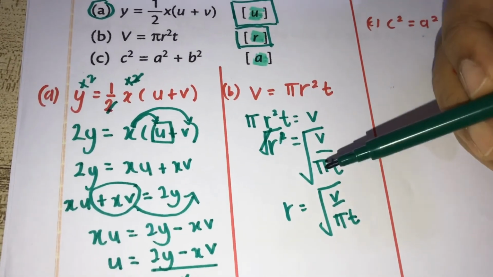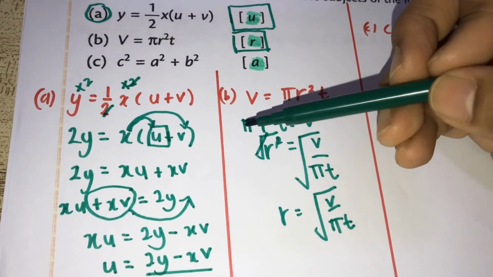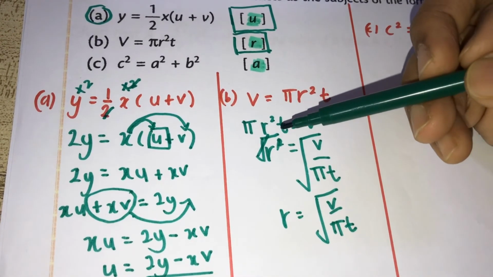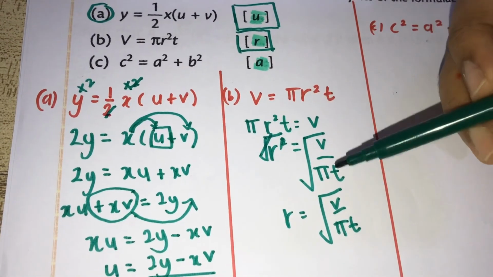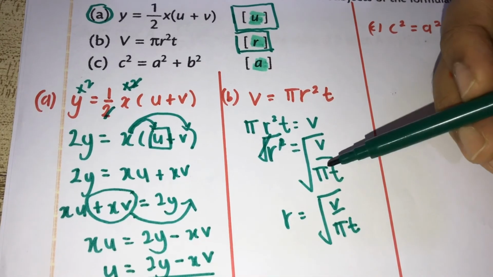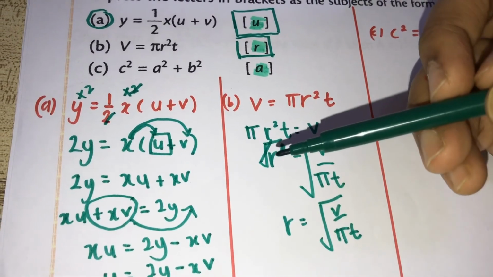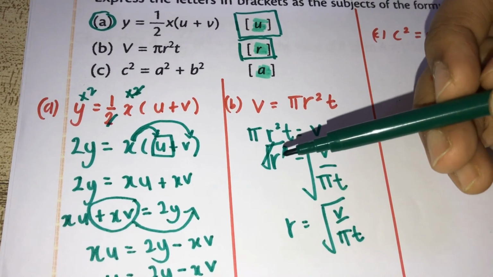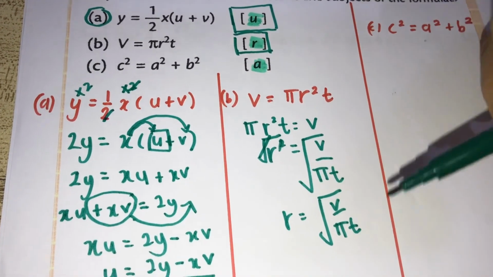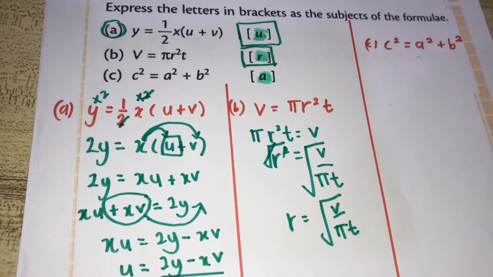Why do you divide here? Because here is multiply: pi times r square times t. Move to the right, we can divide. That's why V over pi t. And then how to make it r alone? If here is square, move here becomes square root. That's why you get this answer.